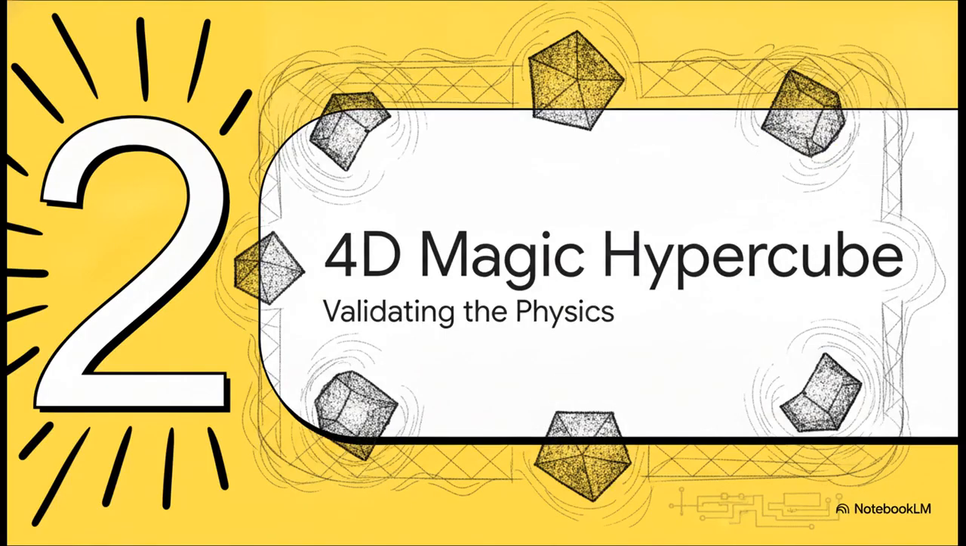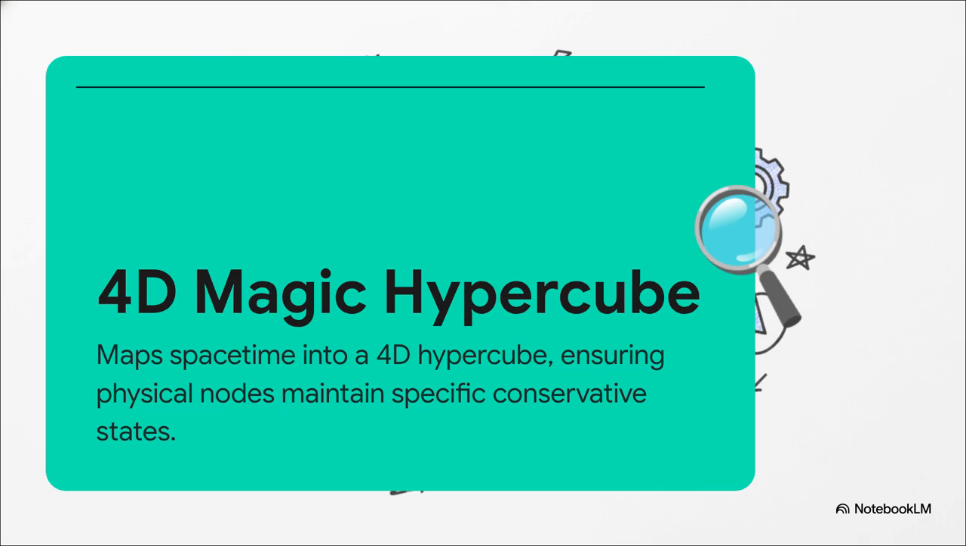Okay, on to the 4D magic hypercube constraint, mathematically validating the physics. This brings us to a really foundational layer in the CSDL architecture. We literally take the space-time manifold and map it directly into the vertices of a four-dimensional hypercube built right onto the chip. This ensures that the physical nodes maintain specific conservative states. Under this architecture, the system monitors a metric called the symmetry mismatch degree, or D_G.